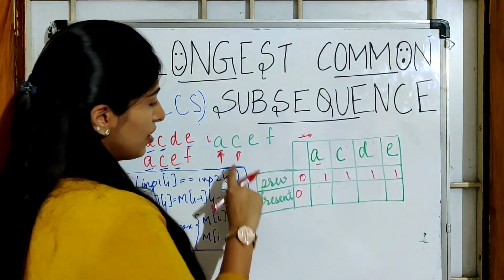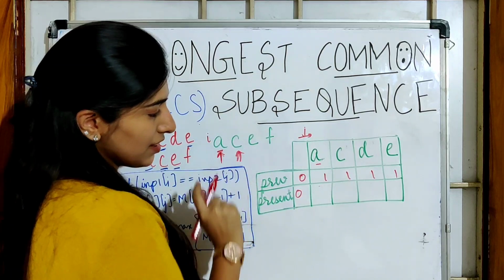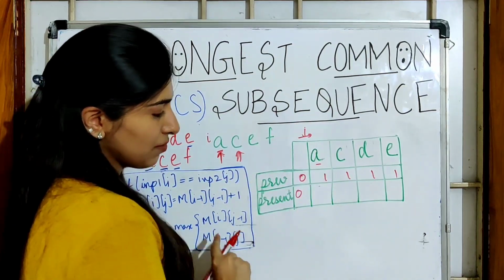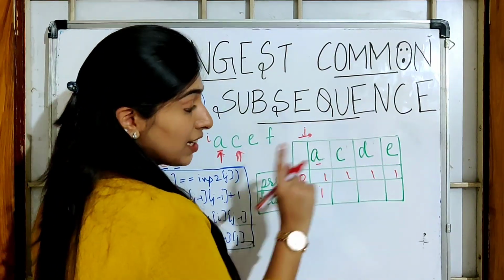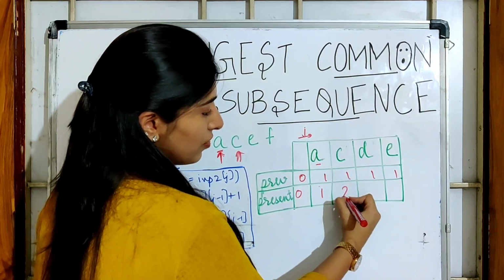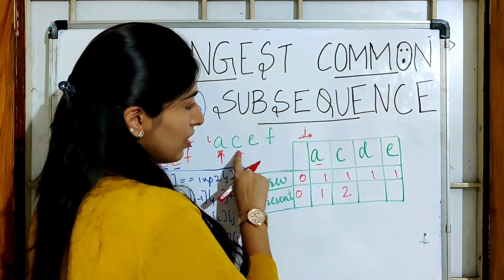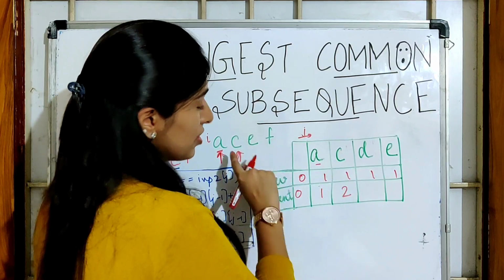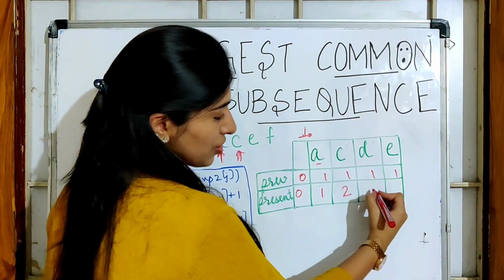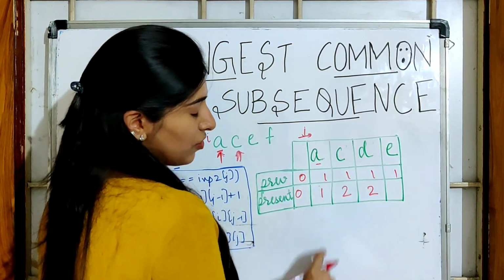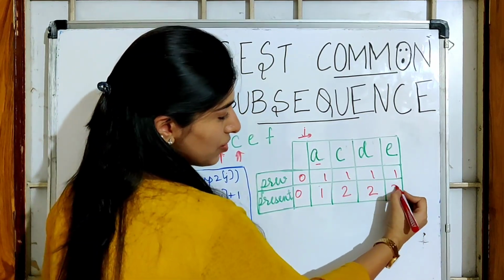Okay. Now again over here, we will be comparing with C. C and A are not the same, so it is 1. Here C and C are the same, so we are going to take the value from here, which is 1 plus 1, 2. Here C and D are not the same, so we are going to take the maximum of these two, which is 2. C and E are not the same, so the maximum of these two, which is 2.